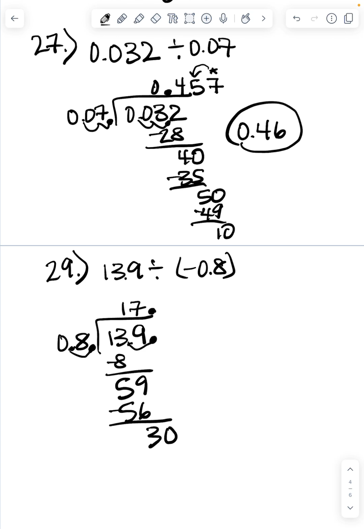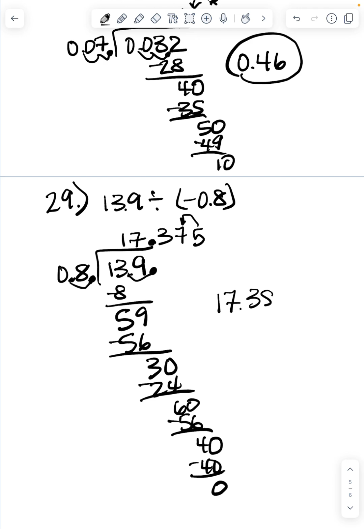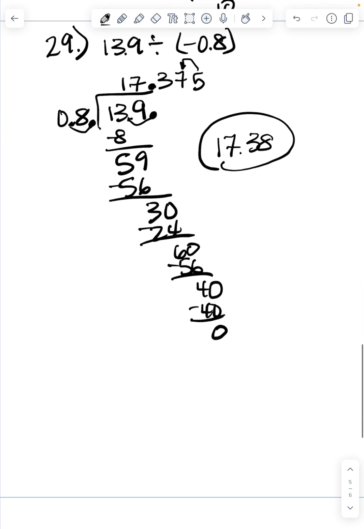Then we're going to bring down a 0. 8 goes into 30 3 times. 24. That gets me 60. 8 goes into 60 7 times. 56. That gets me 40, which goes in 5. And I'm done. That's exactly the amount of places I needed in order to round it to the nearest hundredth. So this is a 5, which means it's going to round that 7 up. So 17.38. Oh, I forgot my negative. Negative. All right.